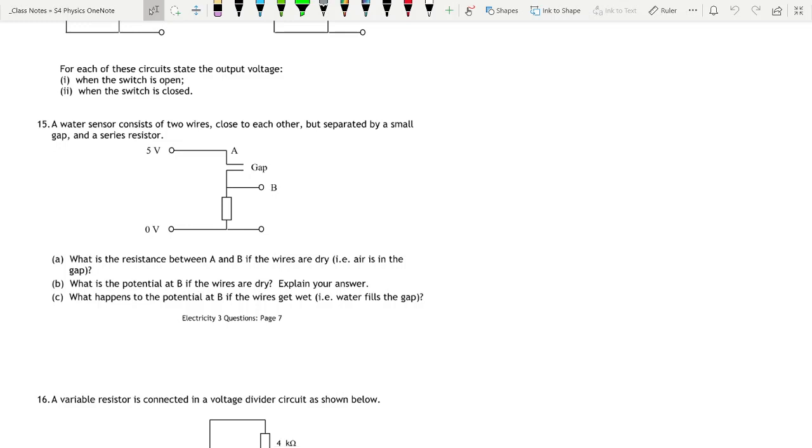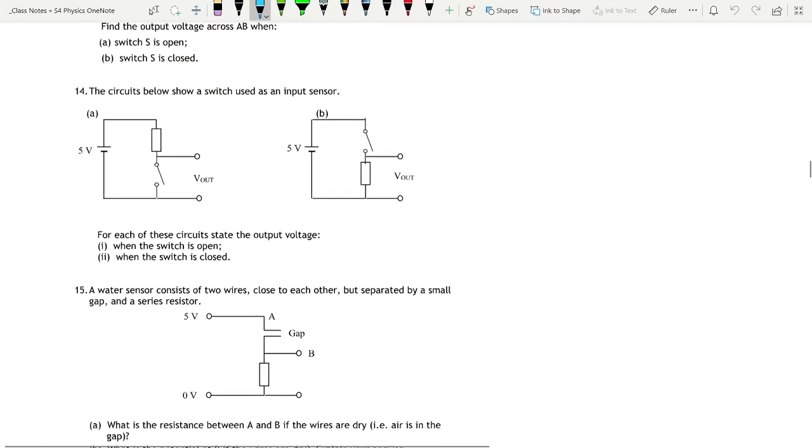Hello, so I had a couple of questions about question 15. Question 15 is basically acting like a switch. Remember, if we look here, if the switch is open, so it looks like that, so it's not closed, it's open, that means we've just got a gap in the circuit here.